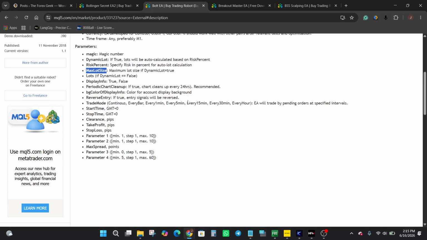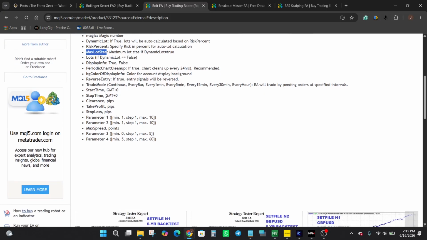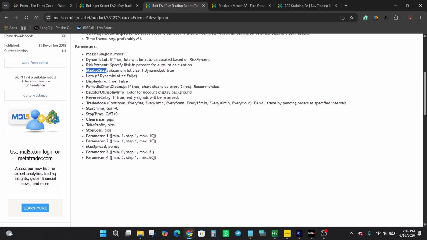For trade management, there is also a trade mode option which allows pending orders to be placed at different intervals ranging from continuous operation to specific timing intervals such as every minute, every 5 minutes, or every hour. Additional controls include max spread for spread filtering, clearance measured in pips, a reverse entry option for reversing entry signals, and several optimization parameters that can be adjusted during testing.